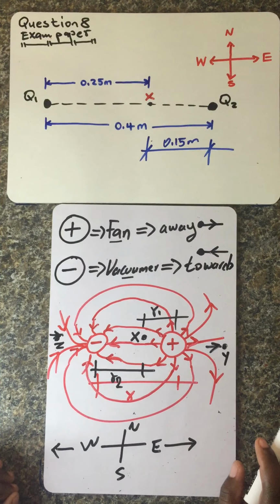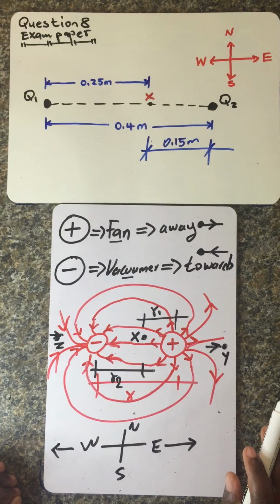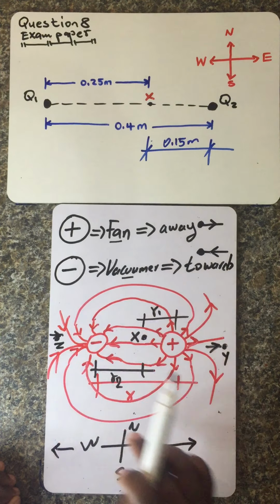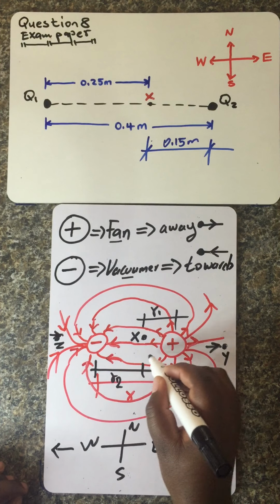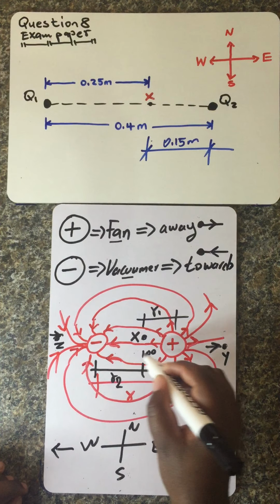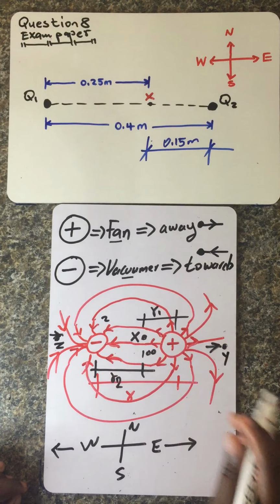The other thing that influences the direction in which that could be moving is the strength of these charges. Let's say for example the strength of that charge is 100, and the strength of this charge is 2.